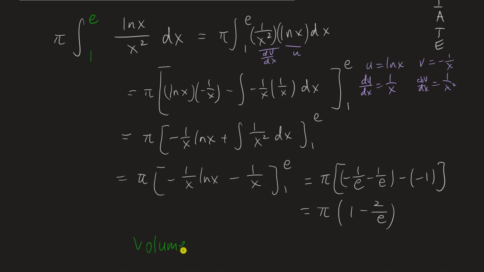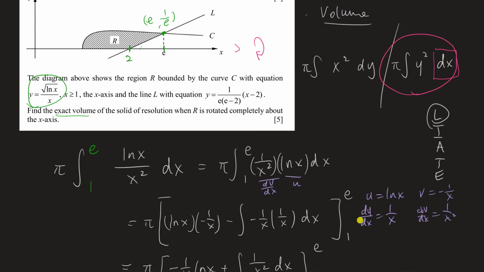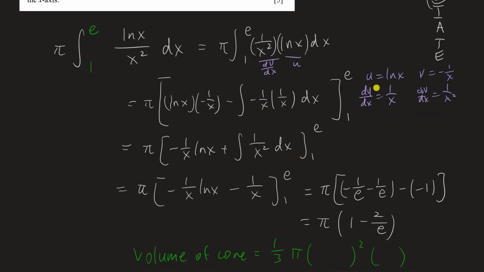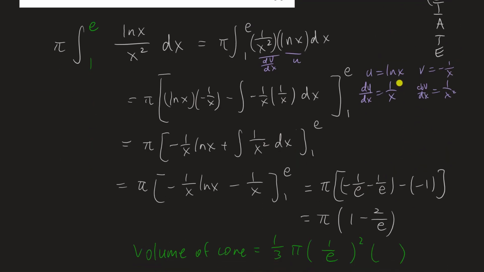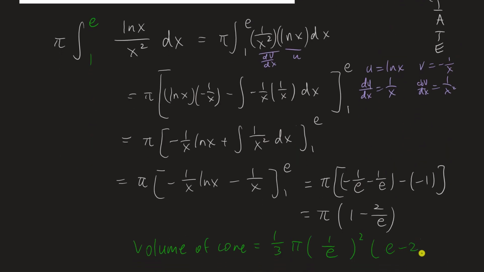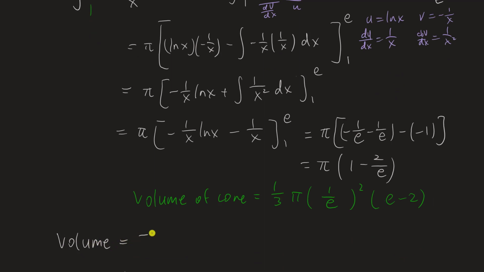volume of cone is equals to 1/3 pi r square h. What is your r? Your r is this length here, from 0 to 1 over e. So 1 over e. What is your h? The height of the cone is this height here, from 2 to e. So e minus 2. Overall volume will hence be pi 1 minus 2 over e, which is the green bit. Subtract away the cone, 1/3 pi e square, and then on top we have e minus 2.